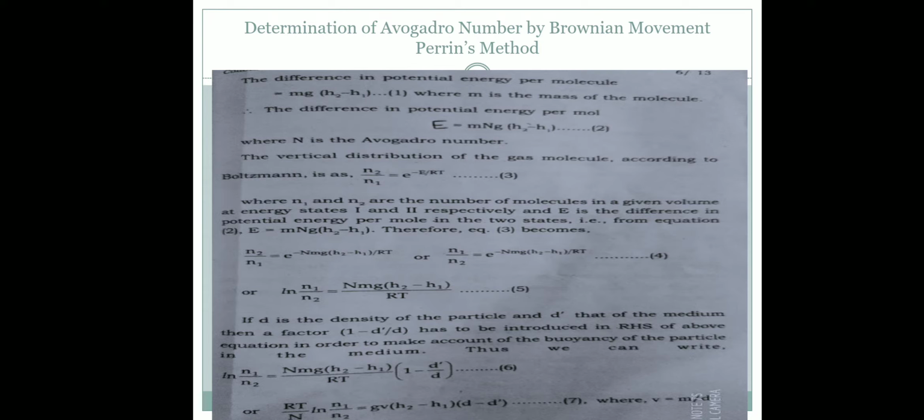By substituting the value of volume is equal to mass by density, and the volume of the spherical particle having radius r, V is equal to 4 by 3 pi r cubed, we get the value of Avogadro number, which is shown in the next slide.